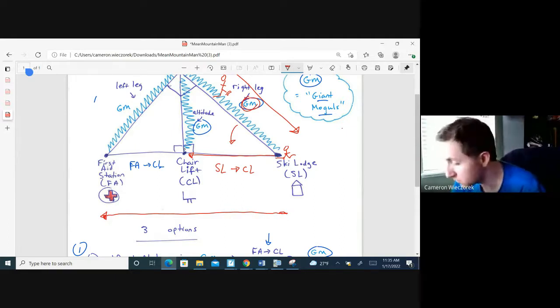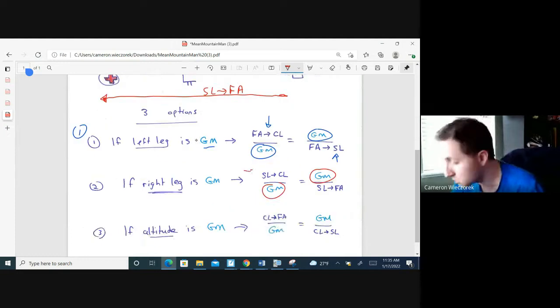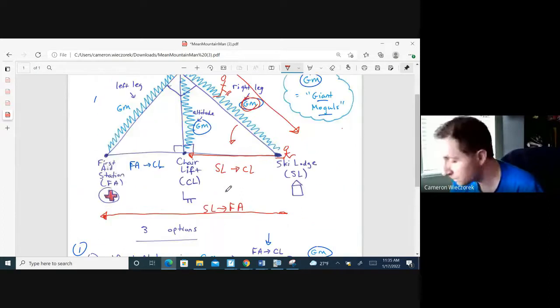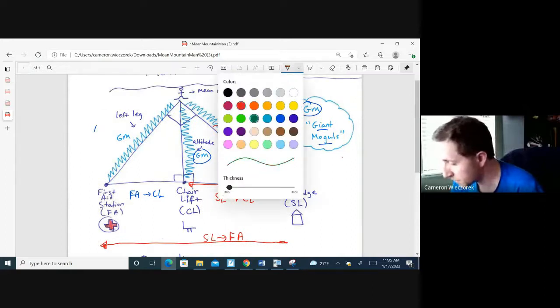So he could go from the ski lodge all the way across, past the chairlift, all the way across that distance to the first aid station. So those would be my two extremes for that proportion if we use the right side of the mountain as the giant moguls, the geometric mean. And then the third case, I'll do this part in green.